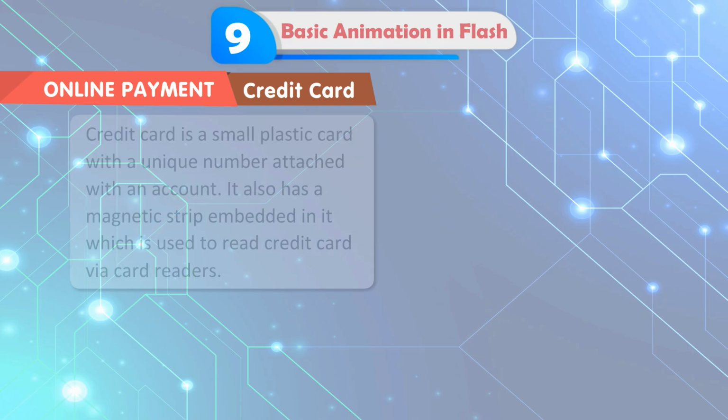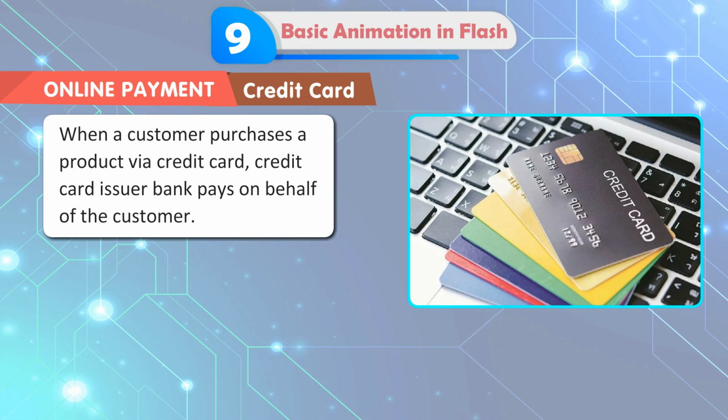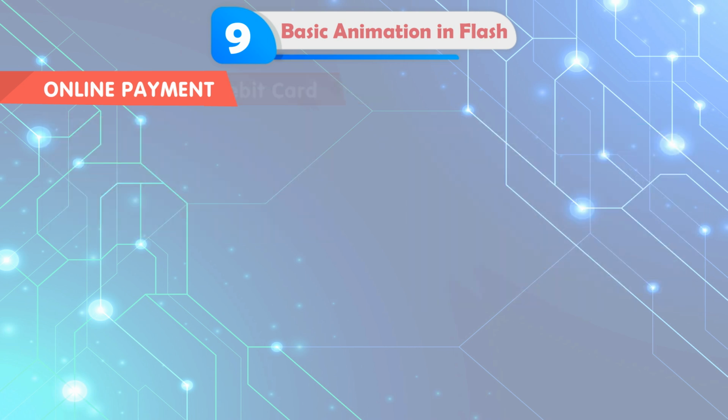Credit card. A credit card is a small plastic card with a unique number attached to an account. It also has a magnetic strip embedded in it, which is used to read the credit card via card readers. When a customer purchases a product via credit card, the issuer bank pays on behalf of the customer.